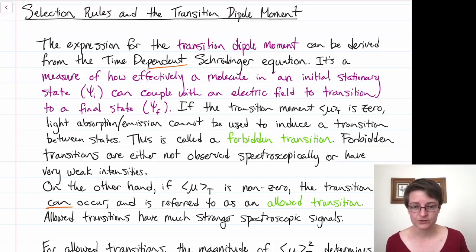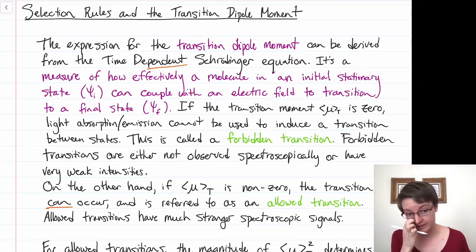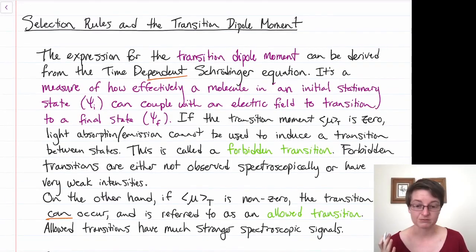In practice, forbidden transitions are either not observed at all spectroscopically, or they have very weak intensities associated with them. On the other hand, if our transition dipole moment is non-zero, the transition is expected to occur, and it's referred to as an allowed transition. Allowed transitions have much stronger spectroscopic signals.